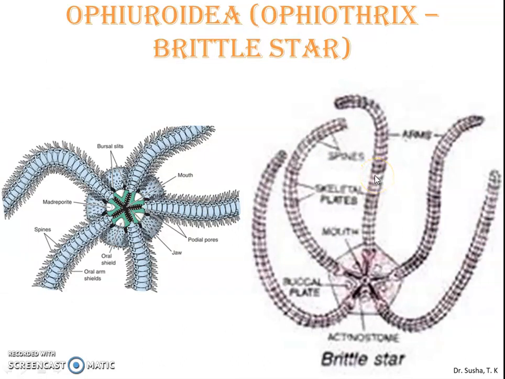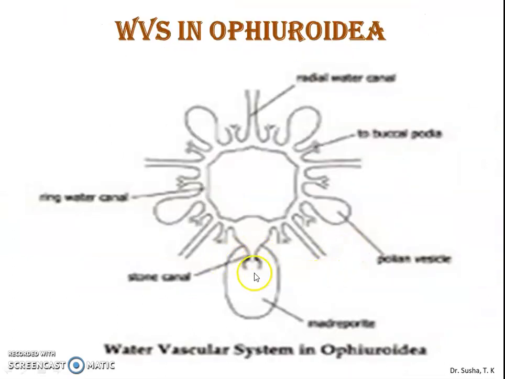Last class is the class of Ophiuroidea. Class of Ophiuroidea include brittle stars. It is basically similar to that of Asteroidea. Here the madreporite is present on the ventral side or the oral surface. Stone canals will connect madreporite with the ring canal. Stone canal runs upwards to join the ring canal. From the ring canal, 5 radial canals will arise.